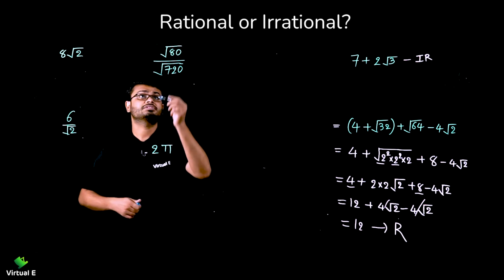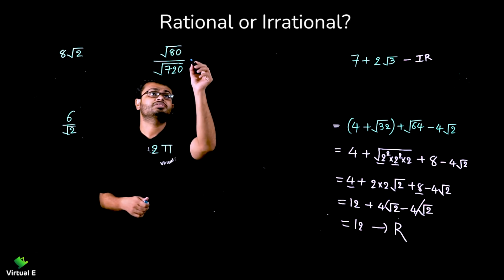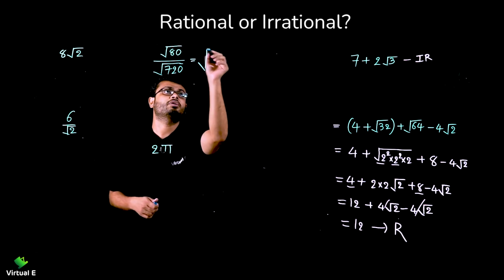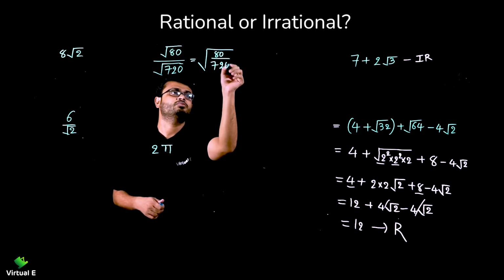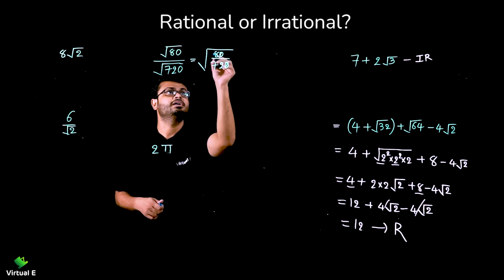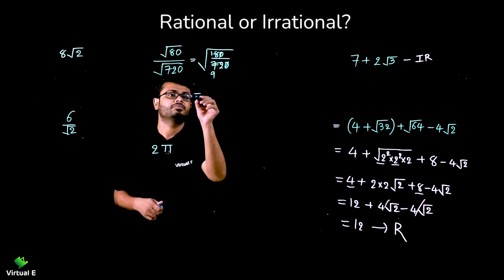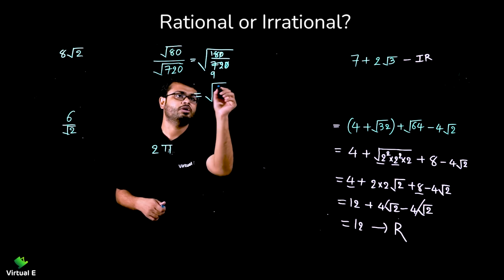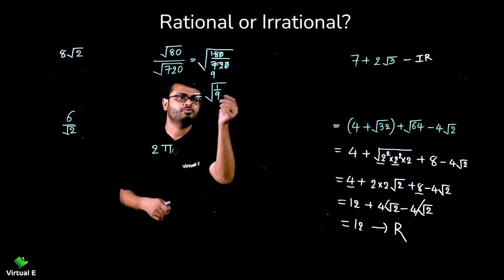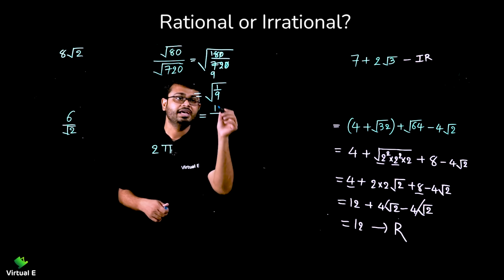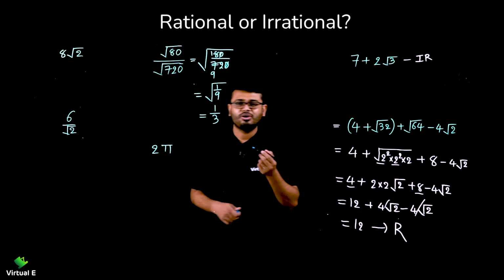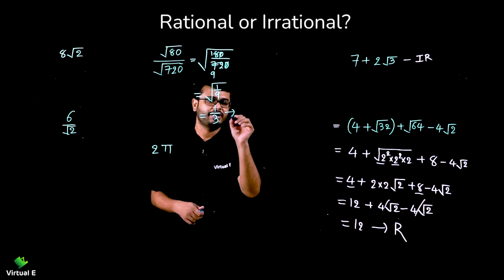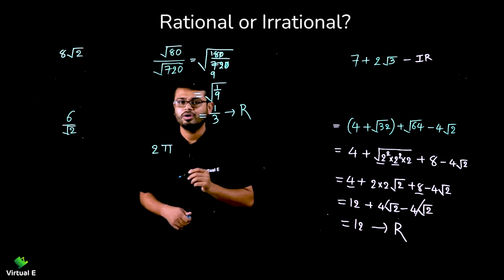Now let's discuss this one. Both are under the square root, so let's take them under the common square root, that is 80 by 720. 0 and 0 cancel, 8 ones are 8, 8 nines are 72, right? So here we can write square root of 1 by 9. Now square root of 1 is 1 only and square root of 9 is 3. So 1 by 3 is rational or irrational? It is a rational number. So this number is also a rational number.